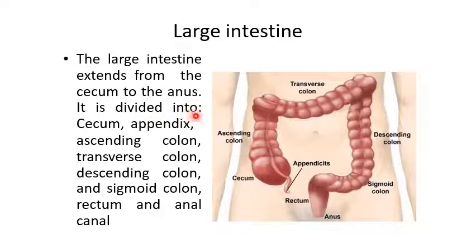It is divided into the cecum. This is the cecum. Appendix. This part is the appendix. Then the ascending colon. This is the ascending colon. Then the transverse colon, descending colon, sigmoid colon, and rectum, and finally the anal canal. So these are the divisions of the large intestine.